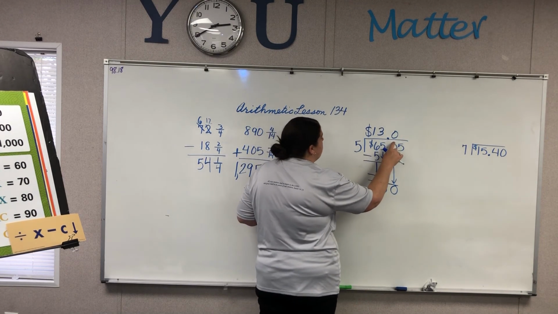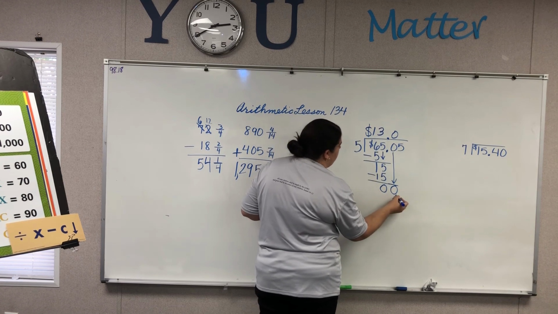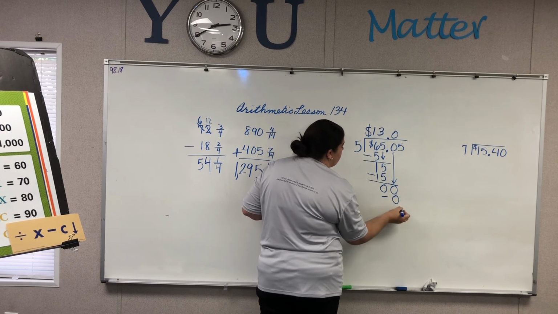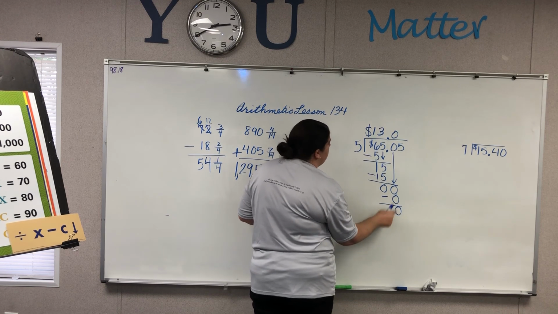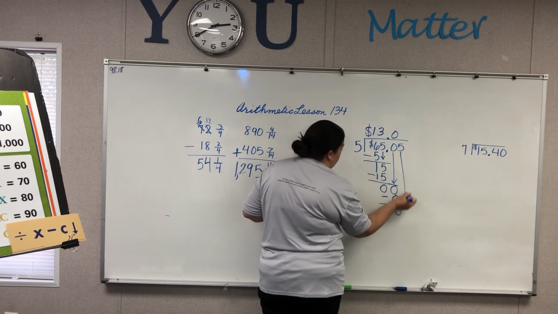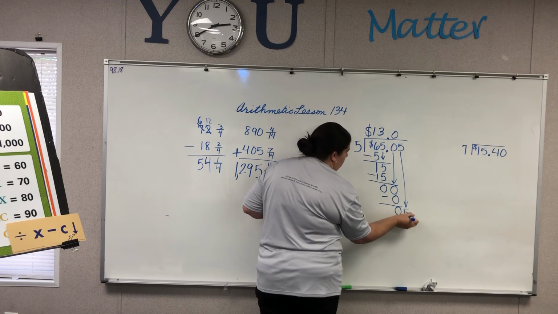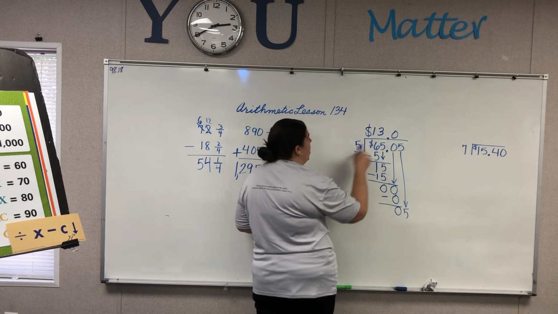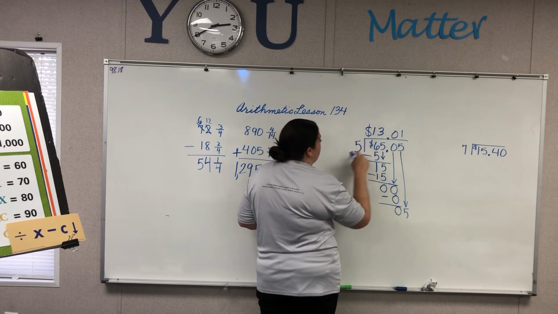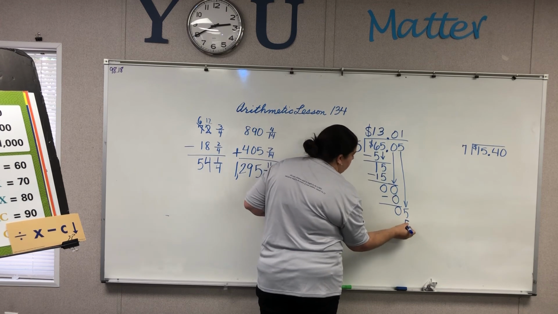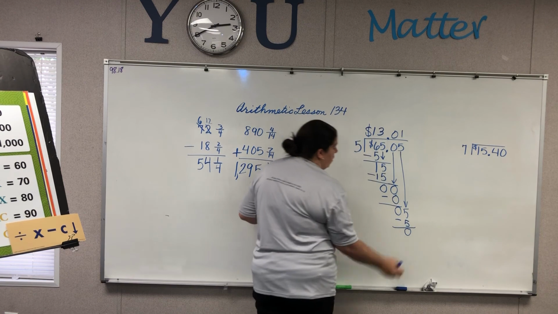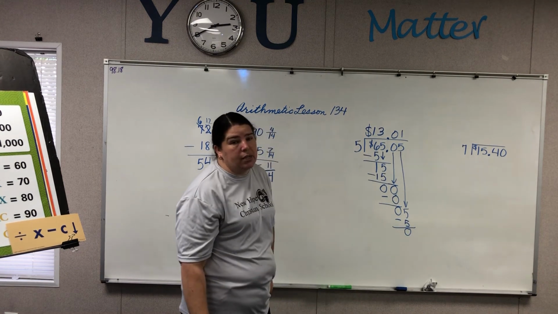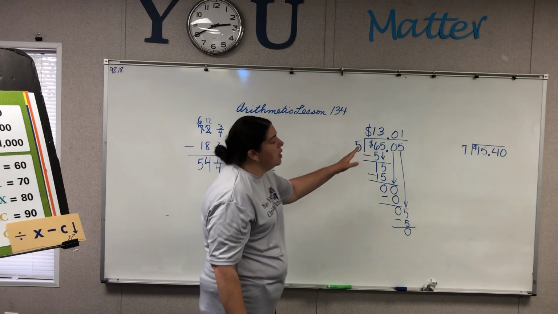And multiply. 0 times 5 equals 0. Subtract. 0 minus 0 equals 0. Compare. 0 is less than 5. Bring down. 5 divided by 5 equals 1. 1 times 5 equals 5. Subtract. 5 minus 5 equals 0. And that's your answer. $13.01.